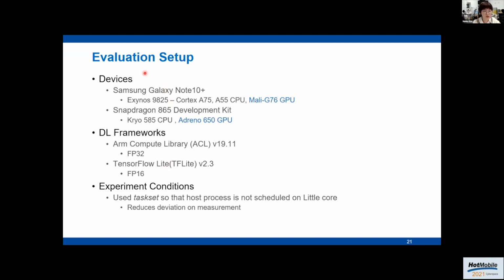Now let me show the experimental results. We use two devices. For the deep learning frameworks, we use ARM Compute Library and TensorFlow Lite. The default type is FP32 in ACL, while it is FP16 in TF-Lite. Note that we use taskset so that the host process is not scheduled on the little core, to reduce deviation in measurement.